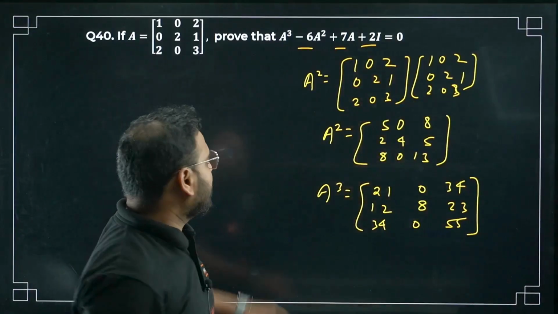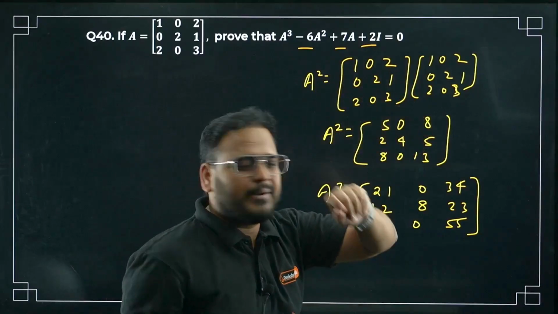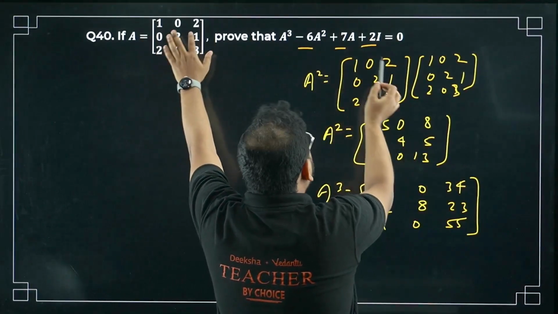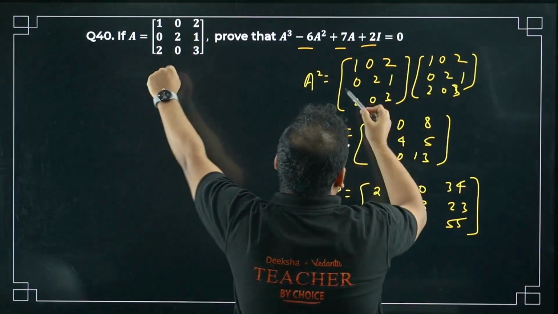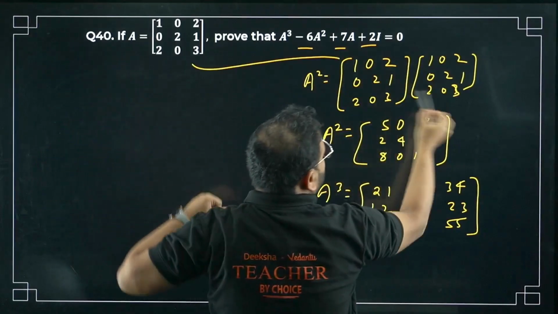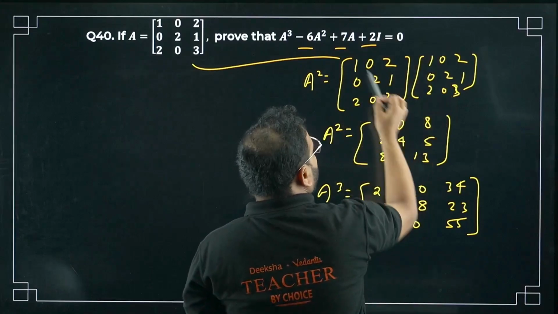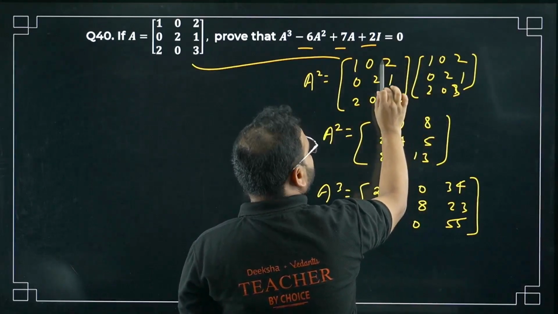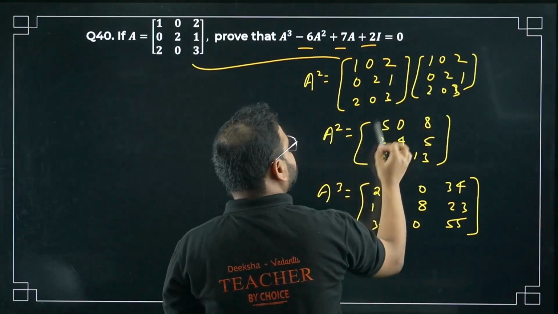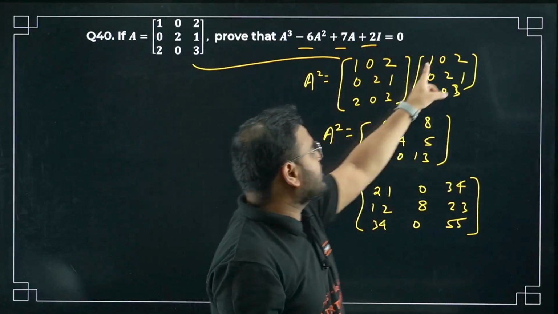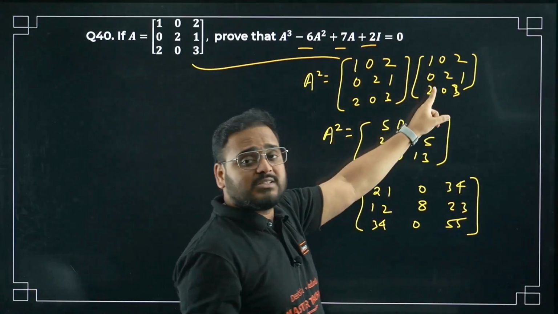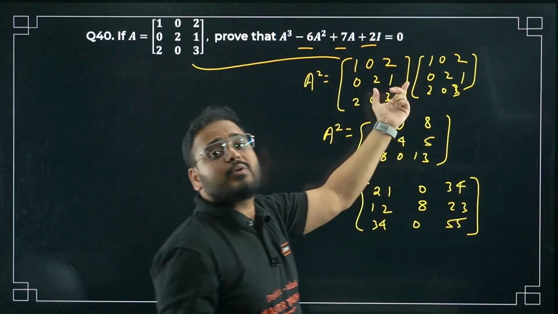I've already taken the A square value here, just to save some time. A is nothing but the same matrix, 102, written over again. A square is A into A, right? So it will come like this. First row to first column: 1 into 1 is 1, 0 into 0 is 0, and 2 into 2 is 4. So 4 plus 1 is 5.